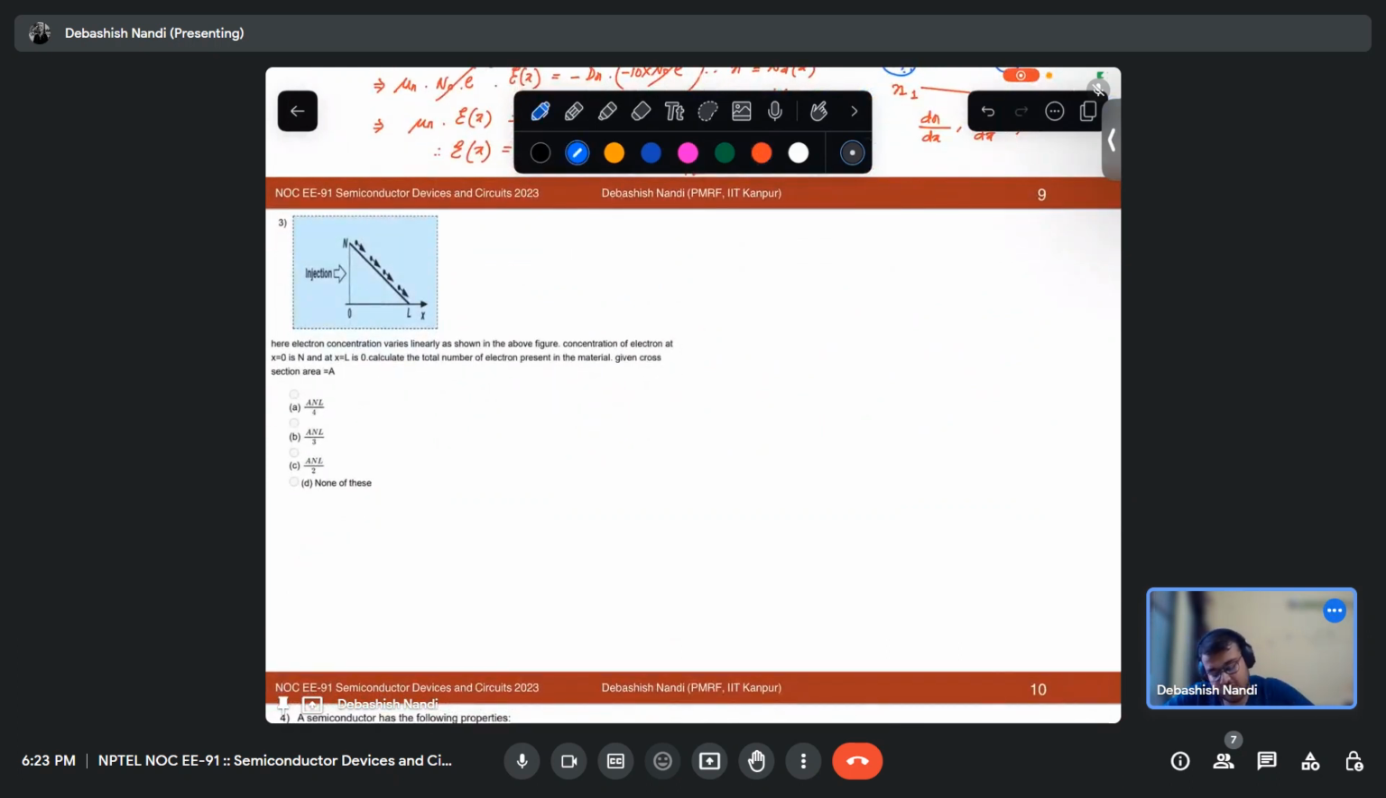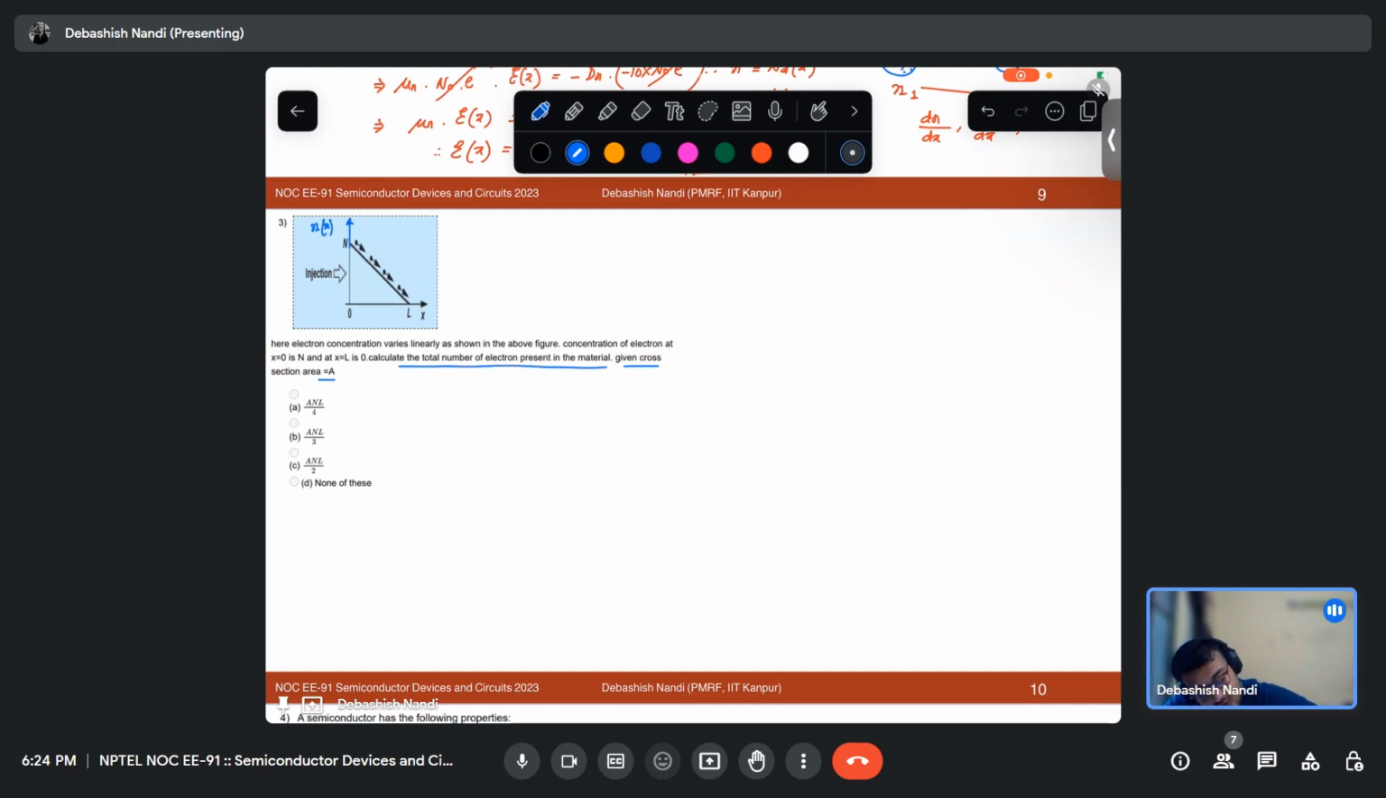Some kind of profile is given. Okay, this is x, and let's say this is some concentration profile. Here the electron concentration varies linearly as shown in the above figure. The concentration of electrons at x equal to 0 is n and at x equal to L is 0. Calculate the total number of electrons present in the material, given the cross section is this.